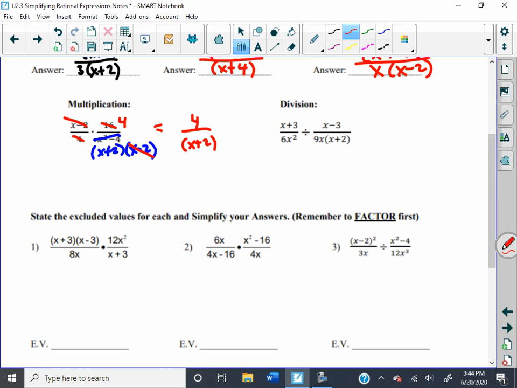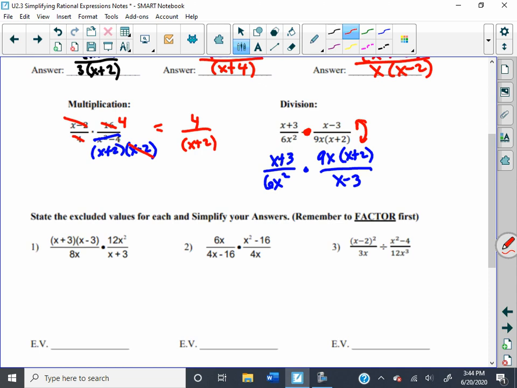Division, again, we'll change to multiplication, and we flip the right side fraction. Right, so the left fraction stays exactly the same, and the right side we flip. And then we would try to cross cancel diagonally top and bottom. I have an x plus 3 and an x minus 3. They're not exactly the same, so I can't cancel those out.